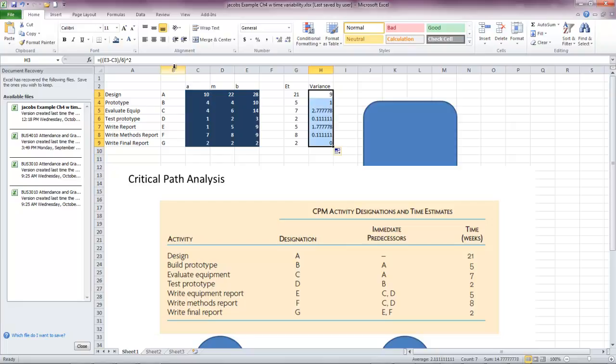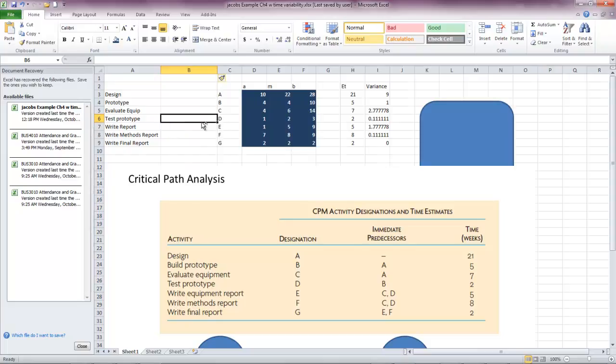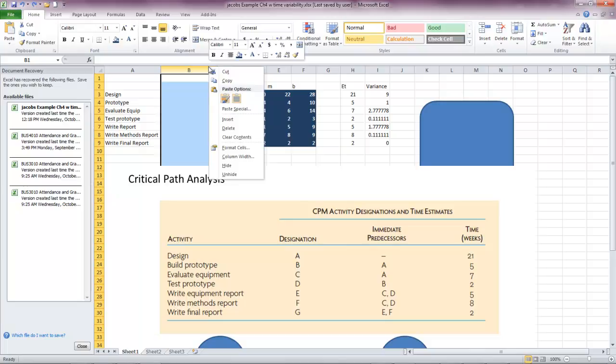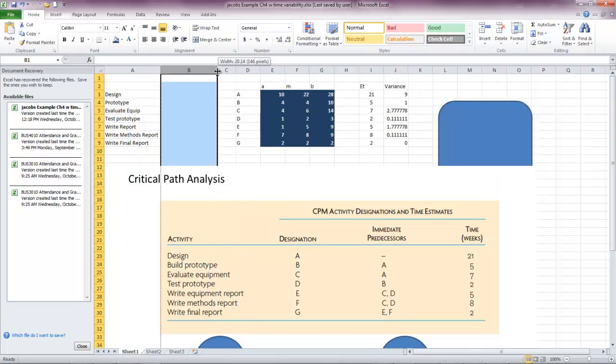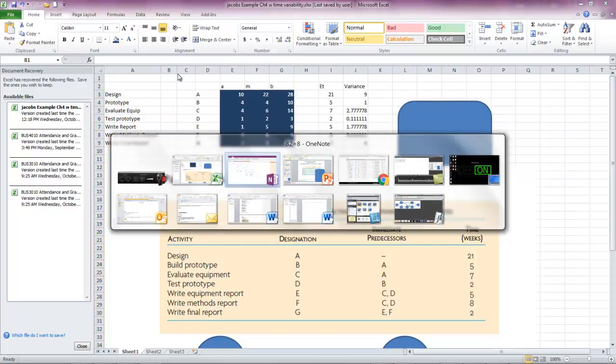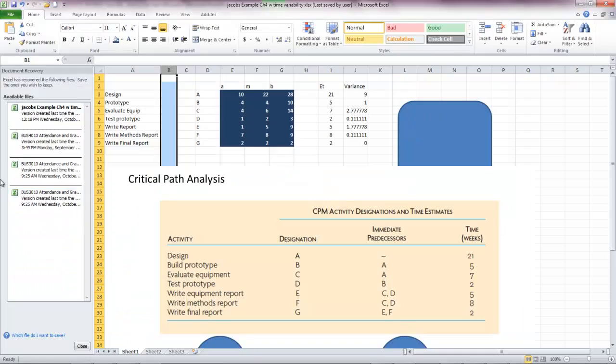Okay, but actually, I want to insert a column again. Insert another column here. I'll show you why. Because I want to show critical paths. We had 2 critical paths. Let's go back to our PowerPoint. If you look, we have an A, C, F, G critical path. And we have an A, B, D, F, G critical path. And in class and in the book, they solve for one and not the other.